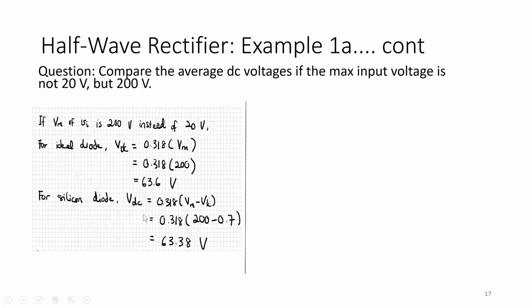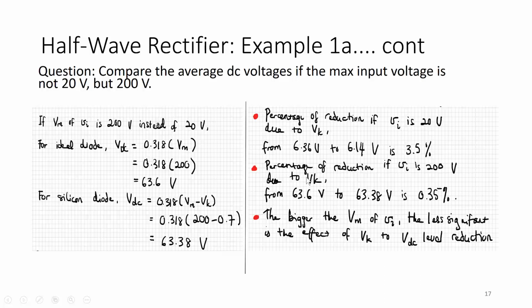But for the silicon diode, you get 0.318 times 200 minus 0.7, which gives 63.38 volts. So why are we doing this? We want to show that the bigger the value of Vin, the less significant is the effect of the 0.7 volts here. So let's compare this.